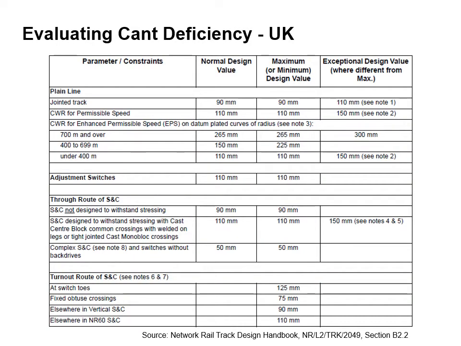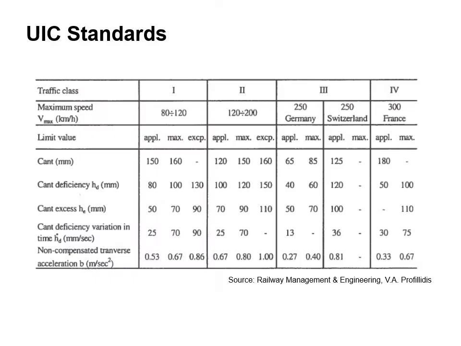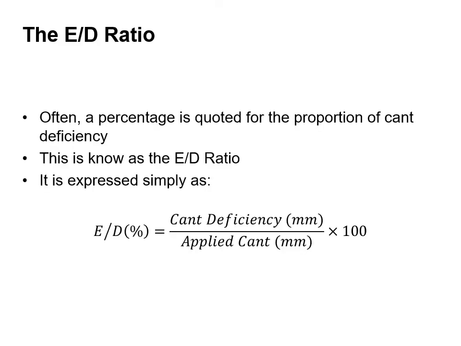You can see extension of that table looking at plane line, adjustment switches, through route of S and C, and turnout route of S and C. Here you can see values of Cant, Cant deficiency and Cant excess for different traffic classes and different maximum speeds. Often a percentage is quoted for the proportion of Cant deficiency, and this is known as the ED ratio, and it's expressed simply as shown below.